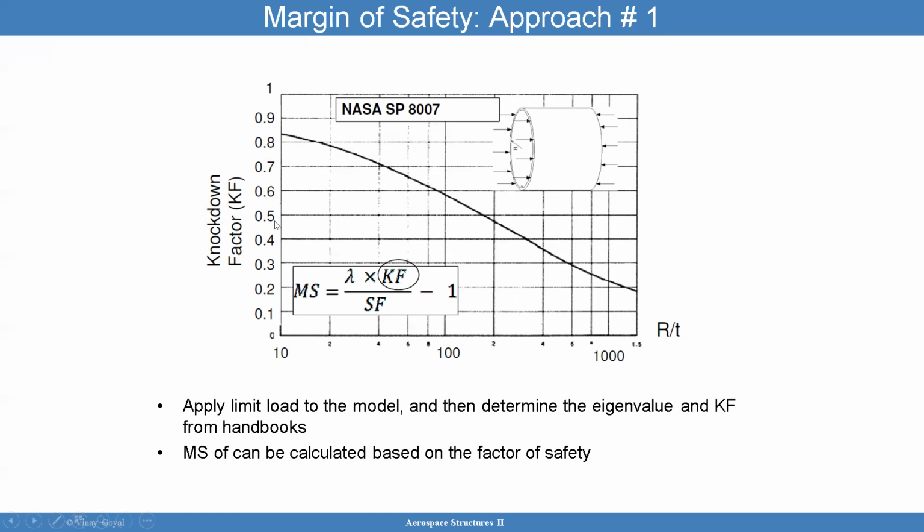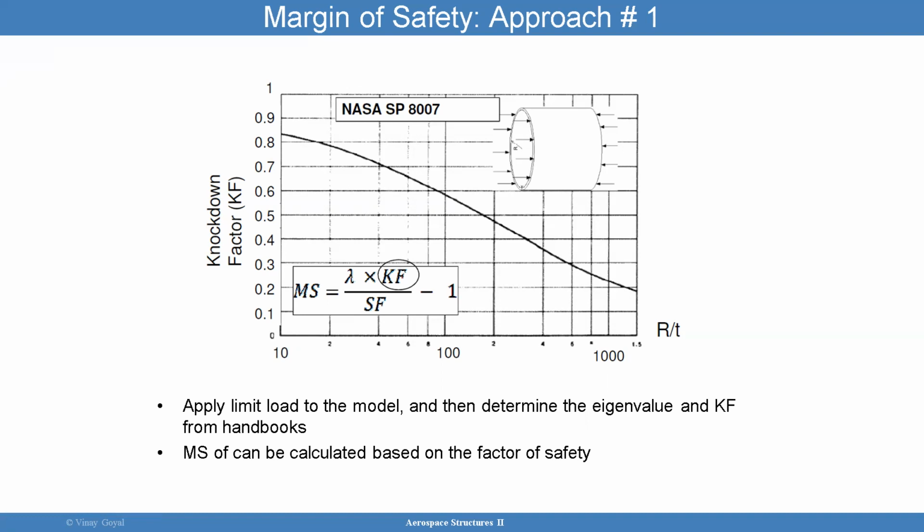So in other words, lambda times the load that you applied is going to be your buckling load. Not lambda times kf, I'm sorry guys. That's what that is. I just wanted to explain that idea of lambda here. So again, one more time, you apply a limit load to the model, and it will produce an eigenvalue. The eigenvalue multiplied by the limit load will provide the total buckling load.